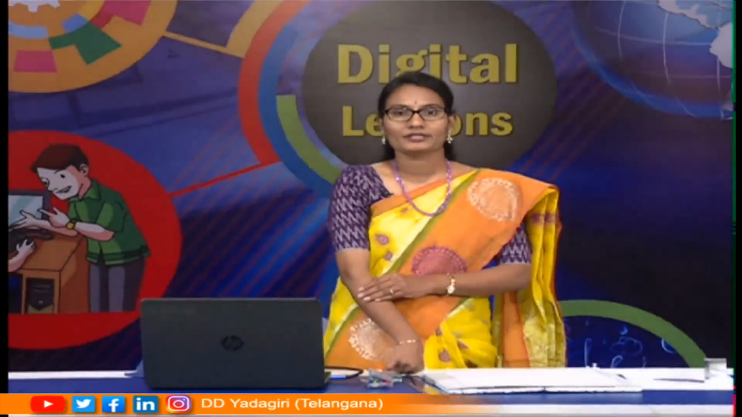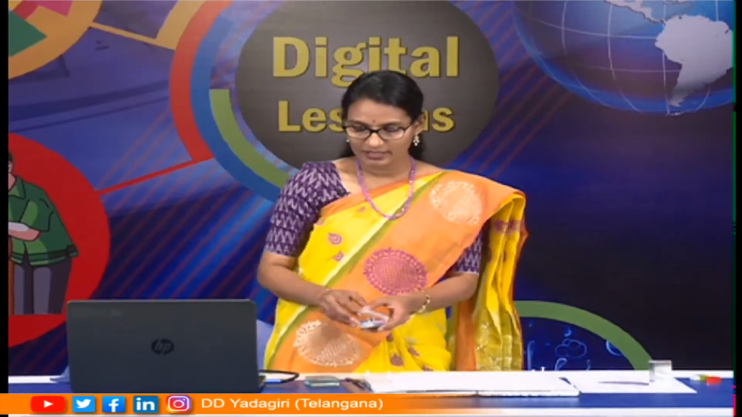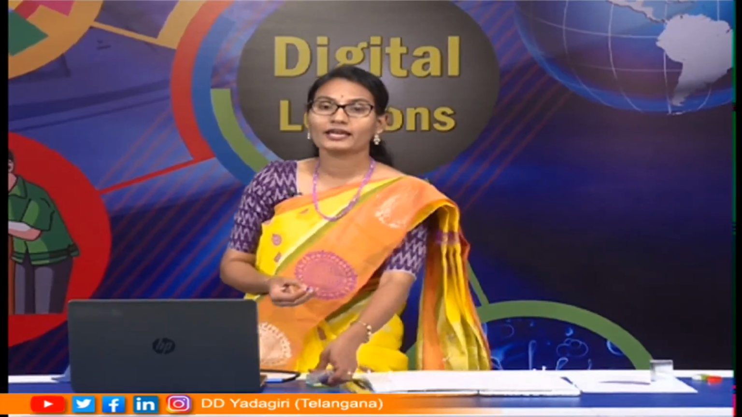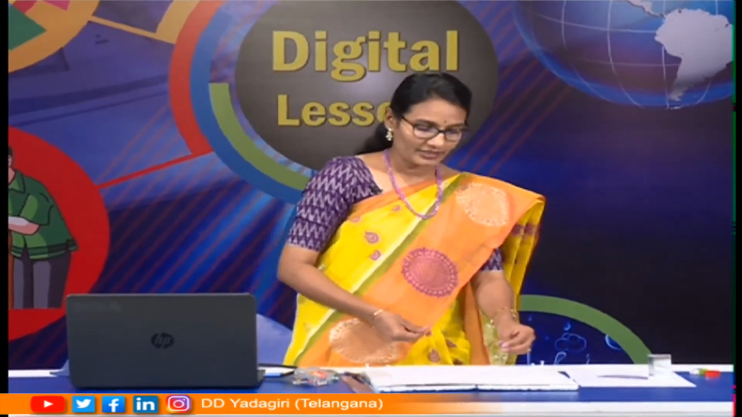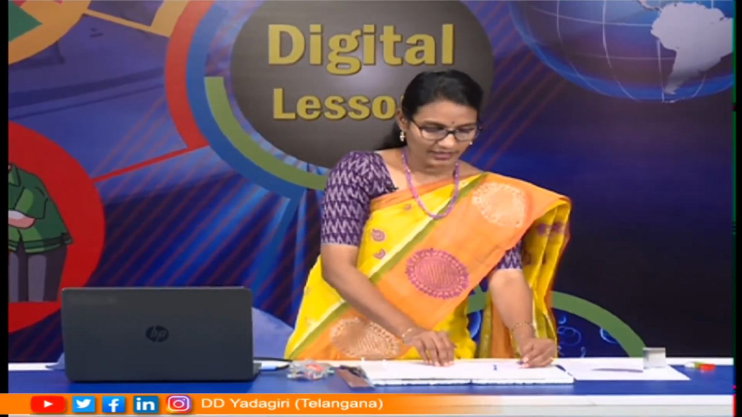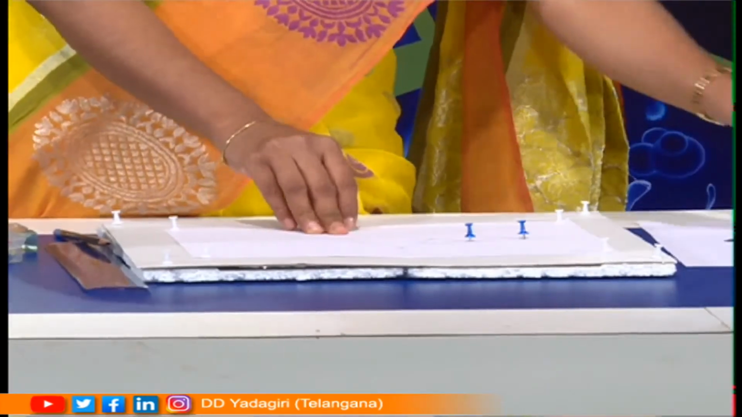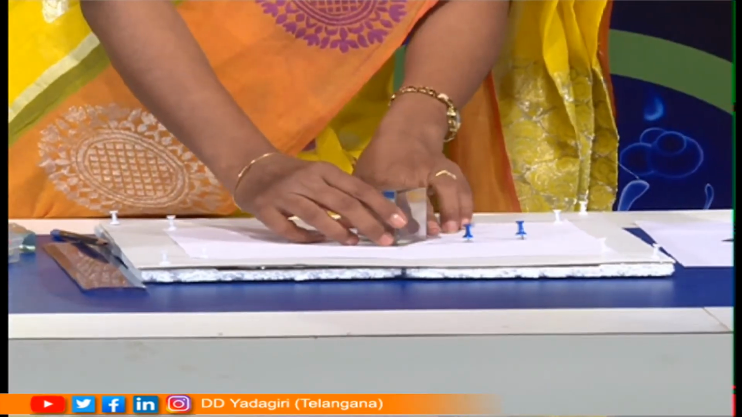In what way can the deviation angle be measured? So, I am going to show this. First of all you have to take the drawing pins, take 2 pins and pin them on the incident line. The separation should be at least 5 centimeters, and place the prism in its place.